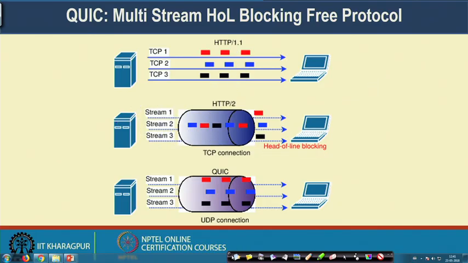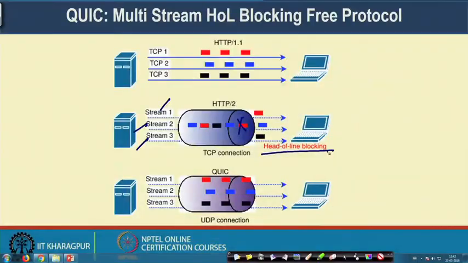Because you have a single connection, assume a red packet got lost, and this is the stream corresponding to the red packet, while these are the streams corresponding to the blue packets and the black packets. Even if you are receiving the blue and black packets, because you have a single TCP connection, TCP will not deliver those packets to the corresponding streams. So those streams also get blocked. This is called Head-of-line blocking.